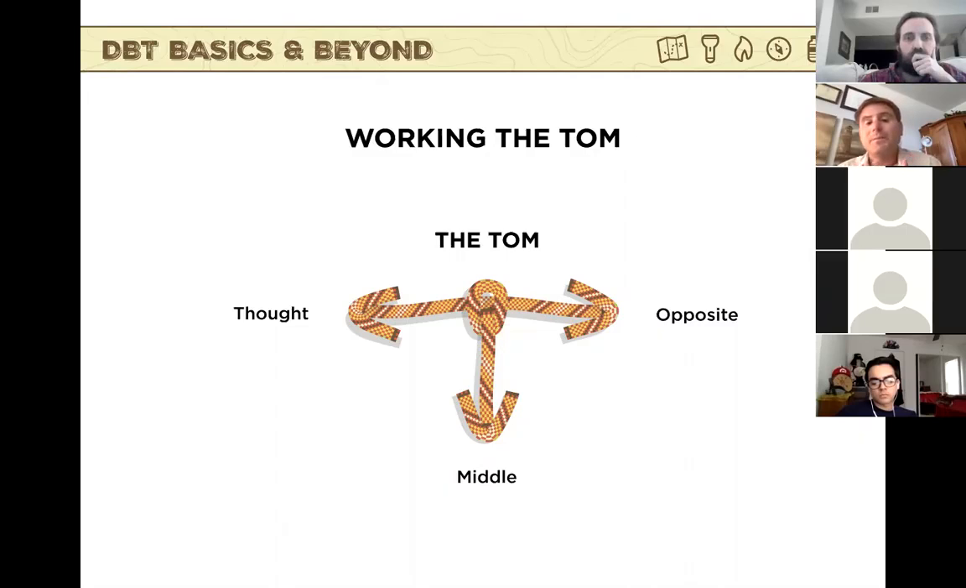A lot of times, people with borderline can easily come up with something that's the complete opposite. Why? Because that's how they process. But what's really difficult for them is coming up with something more in the middle. At first, you're going to have to coach them on that. But over time, it's even better if they can get to the point where they can come up with something in the middle. Okay, so why do we go in this order of thought, opposite, middle?